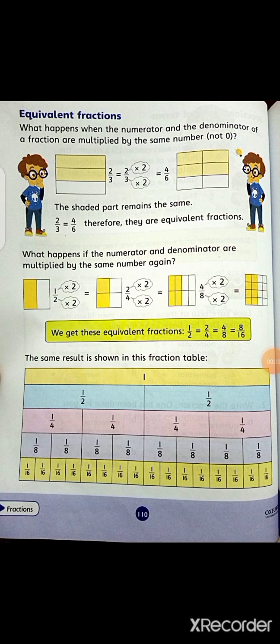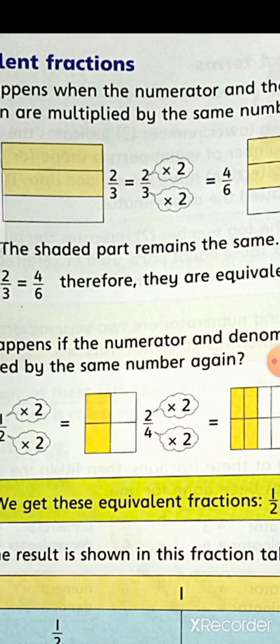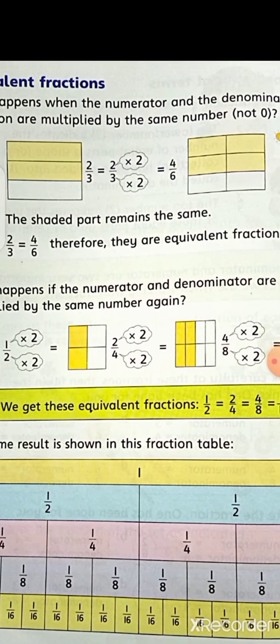Now page number 110, equivalent fractions. What happens when the numerator and the denominator of a fraction are multiplied by the same number, not by 0? In this figure, it is divided into 3 equal parts and 2 parts are shaded. So fraction is 2 over 3. When numerator and denominator are multiplied by the same number, 2 times 2, numerator becomes 4 and denominator becomes 6. So new fraction is 4 over 6.